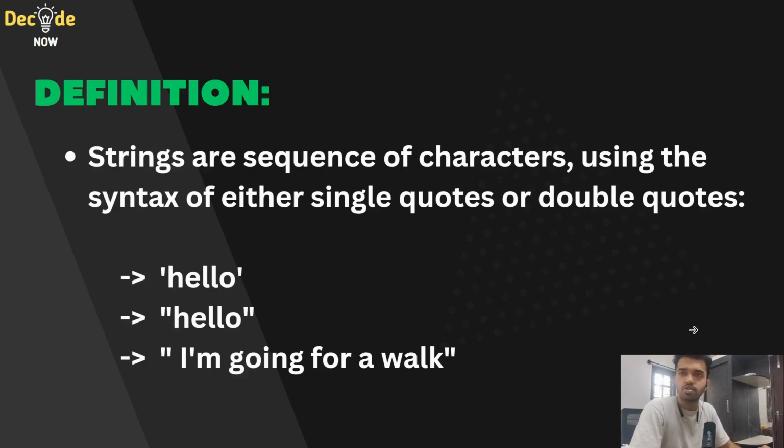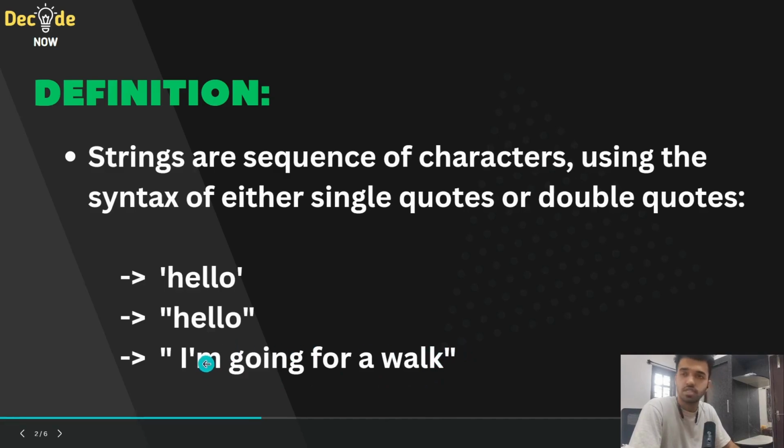Strings are sequences of characters using the syntax of either single quotes or double quotes. So we always enclose strings within single quotes or double quotes, as we can look at the examples here. In the first example, we have hello enclosed within single quotes, and the same hello is enclosed within double quotes in the second example. And in the third example, we have a sentence saying, I'm going for a walk, which is enclosed within double quotes.